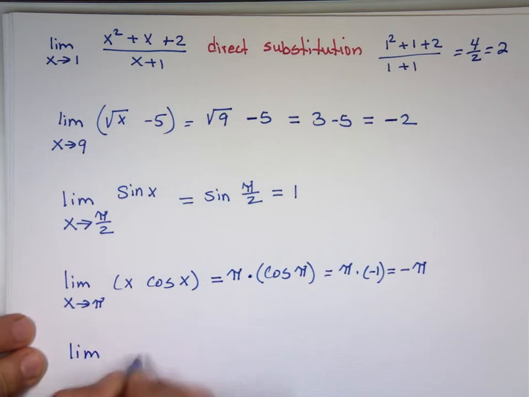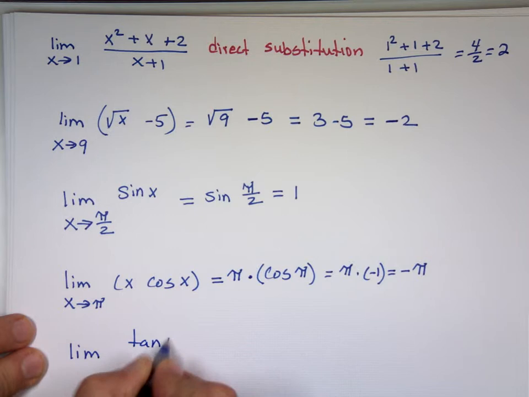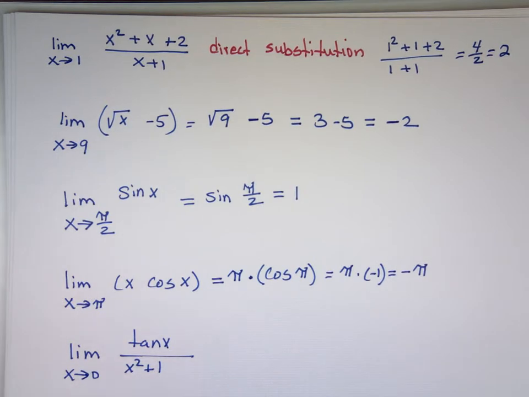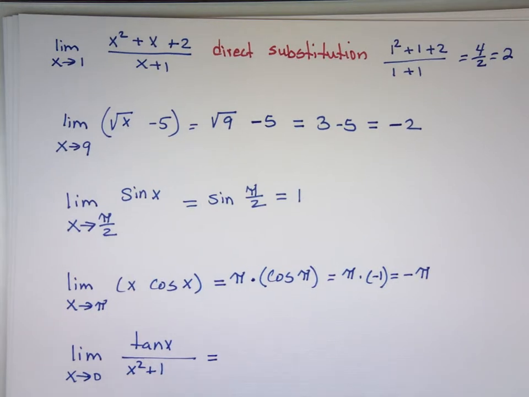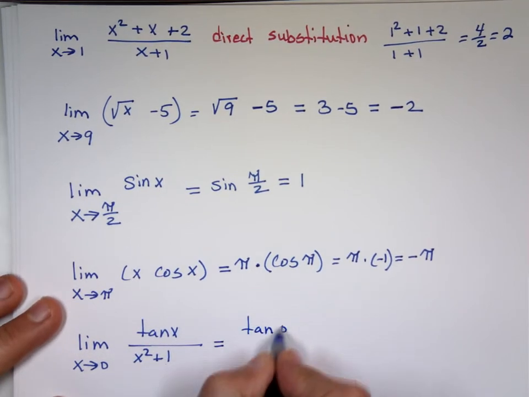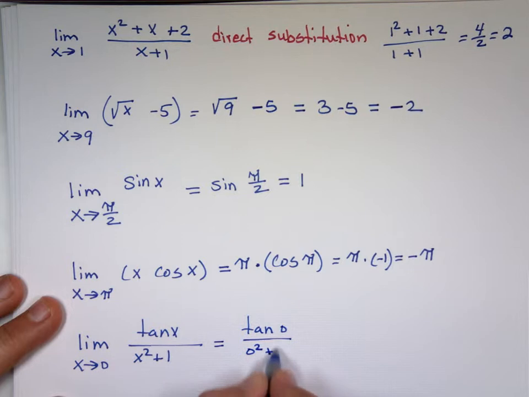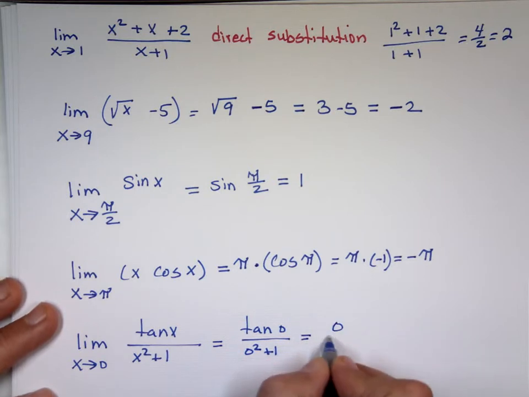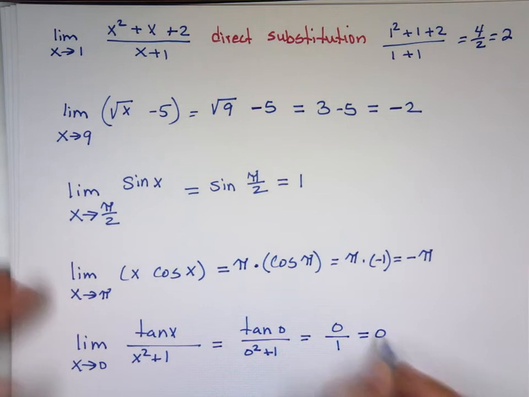What's the limit of tangent x over x squared plus 1 as x approaches 0? That'll be tangent 0 over what? 0 squared plus 1. What's tangent 0? Isn't that a 0? Sine over cosine. Yep, that's a 0. 0 over 1, what's the answer? 0.